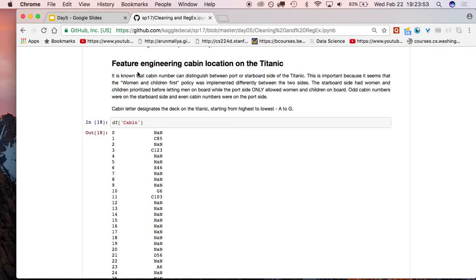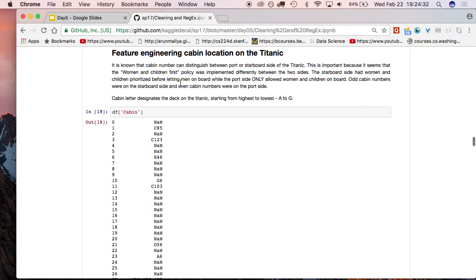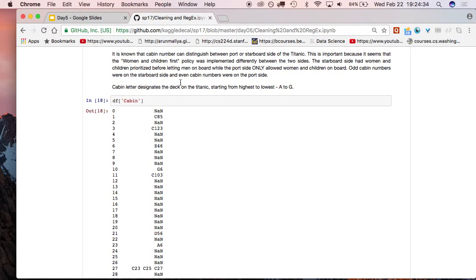So here again, we see another example of being able to ground your data science problem in the real world. The person that made this notebook, Jerry Chen, knew for a fact that when the Titanic was doing their women and children first policy, they had different policies on each side of the ship. I think maybe this was because one side of the ship had more lifeboats than the other. I don't know if port is left or right, but on the port side, they only allowed women and children on board. But on the starboard side, once women and children from the upper class got on board, men were allowed to board those lifeboats.